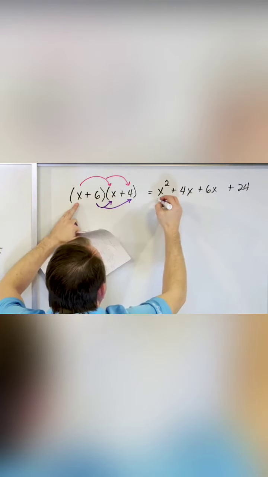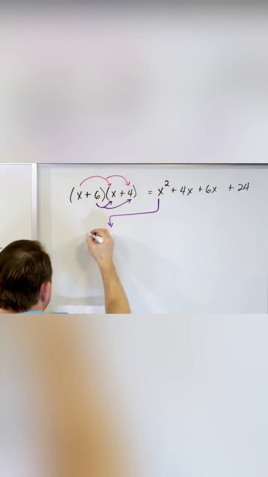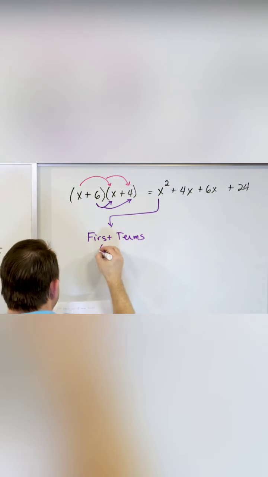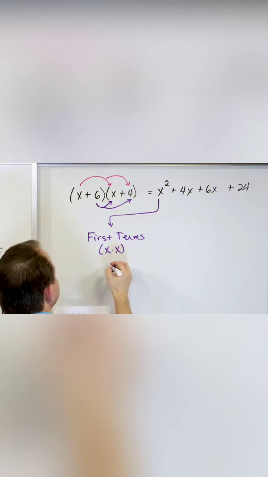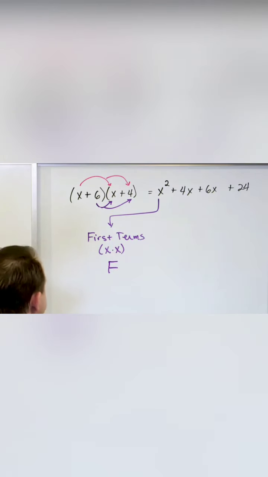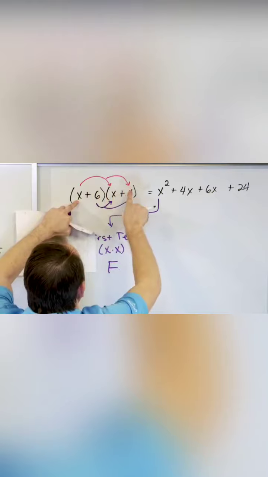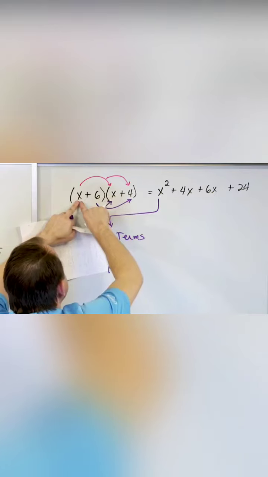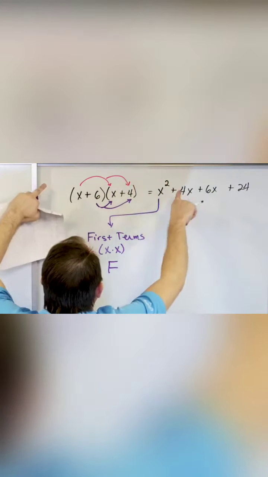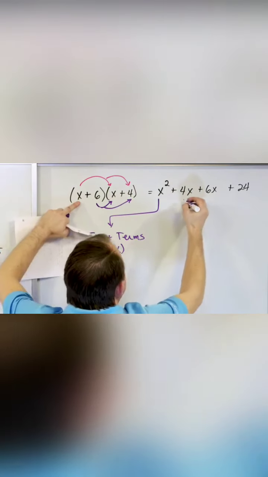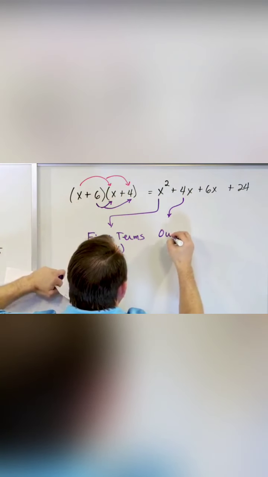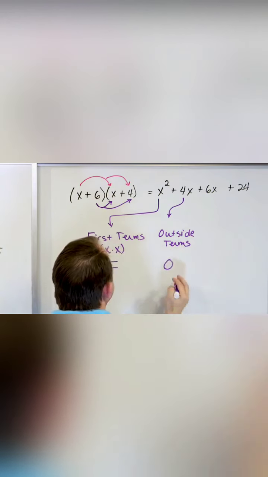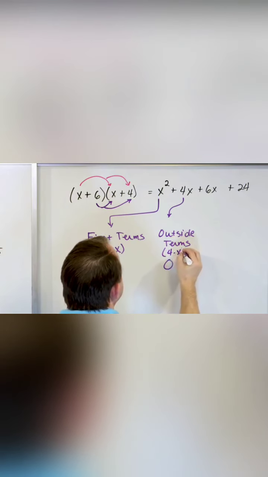So I'll go ahead and draw it out here. This is called first terms. And that was x times x, right? And so because it's first terms, we're going to put an F there. And then after that, we multiplied x times 4, but this is the outside terms, right? So these are the first terms of each guy. This x times the 4, these are the outside terms. They're on the outside most part of the parentheses. So this guy here is what we call outside terms. So we call that O, and that was 4 times x.